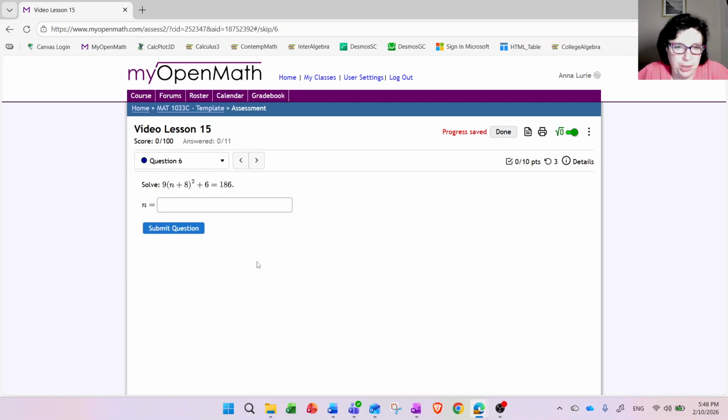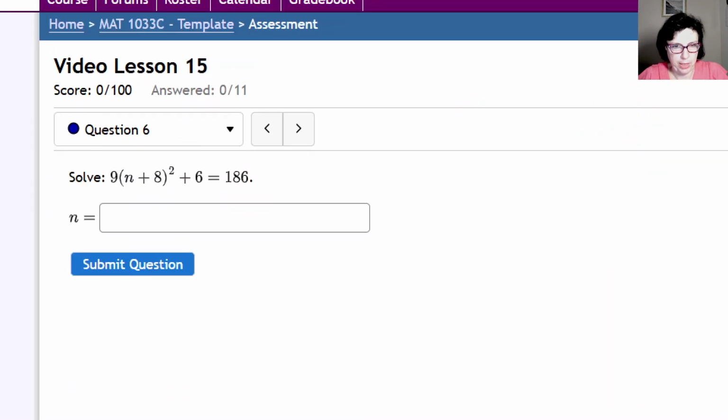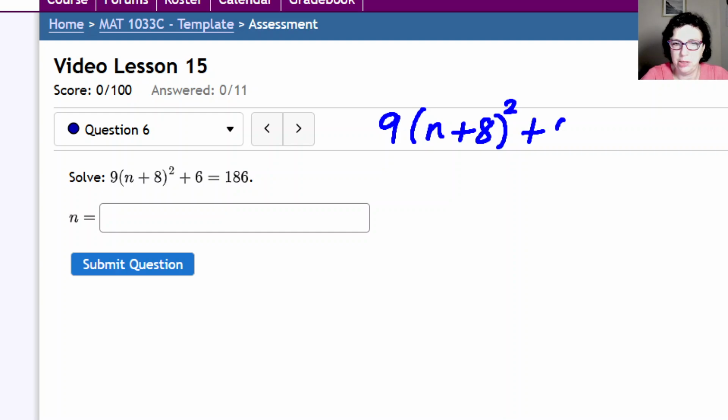Looking at this equation, we're also going to try to use the square root property, but it's going to be several steps before we can get there. All right, let's go ahead and get started. Let me write this here. It's 9 times (n plus 8) squared plus 6 equals 186.